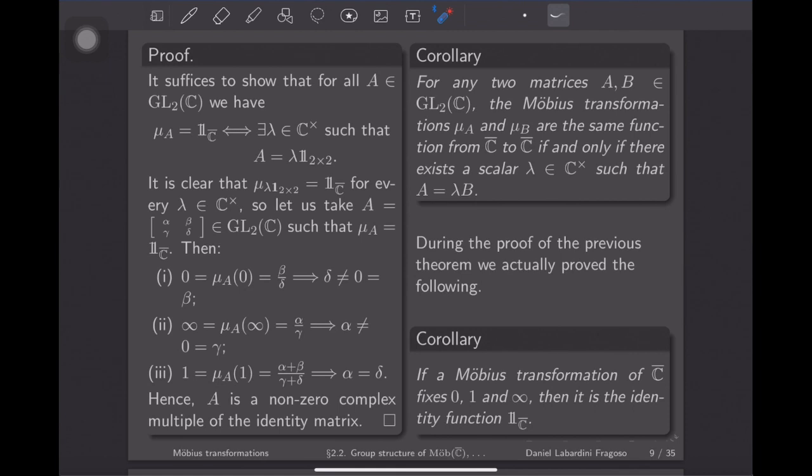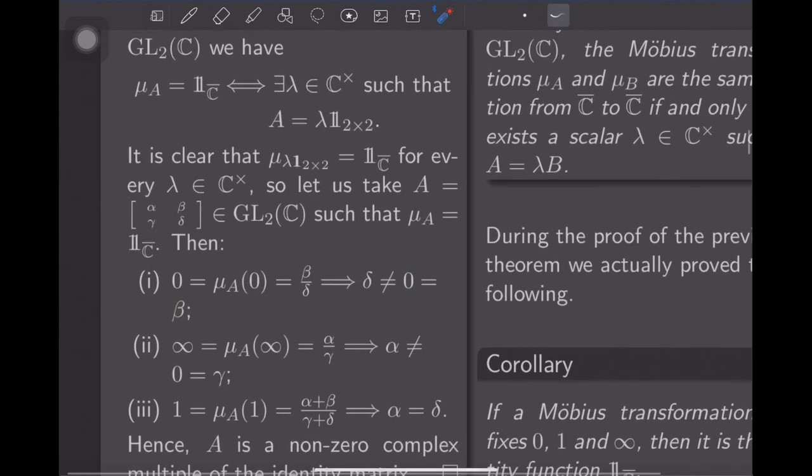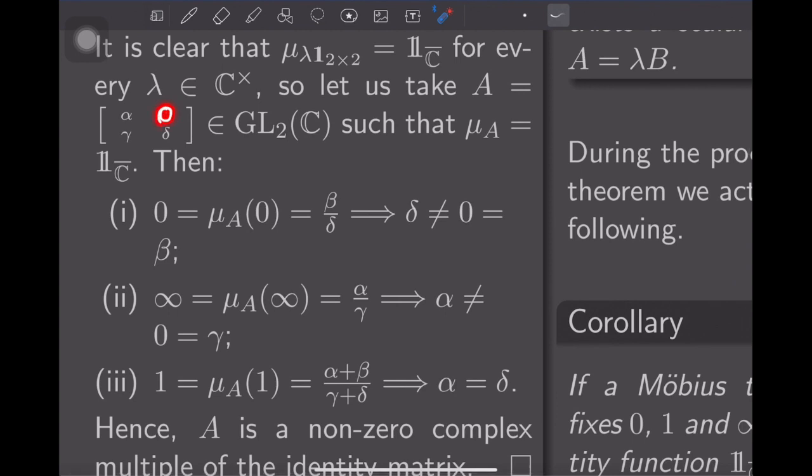Okay, so we compute in 3 points. If mu of A is the identity, then of course it sends 0 to 0. But then mu of A of 0 is simply beta divided by delta. And since this is 0, and I know that delta is not 0, then beta has to be 0. So what I obtain is that this entry has to be 0.